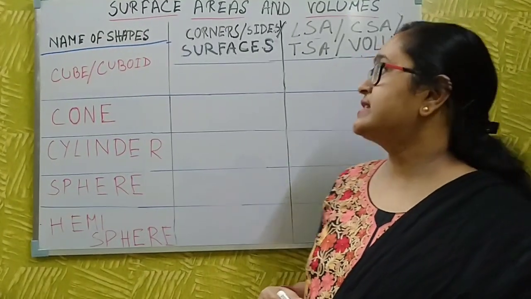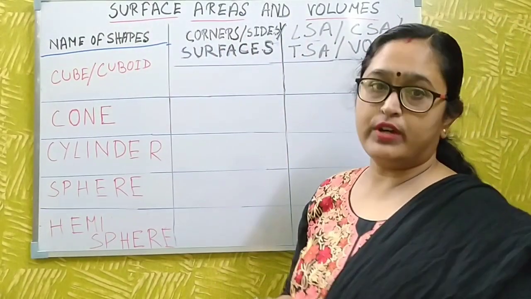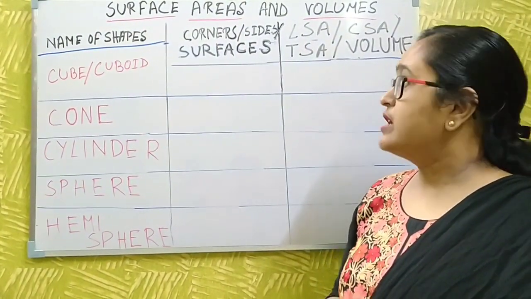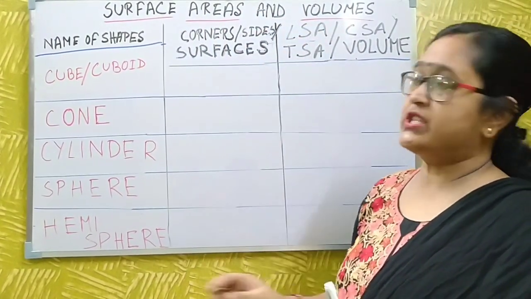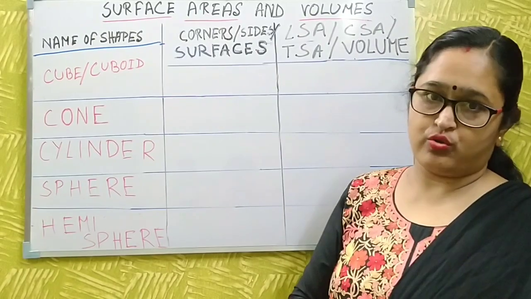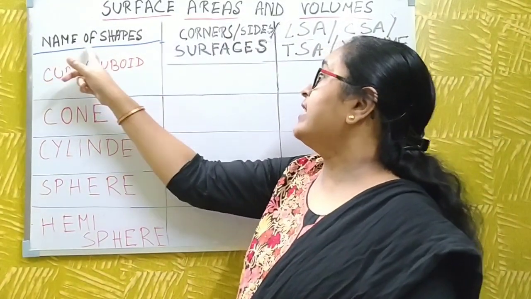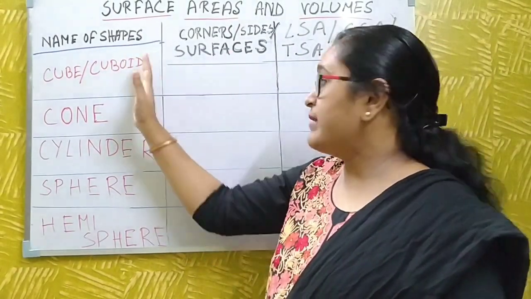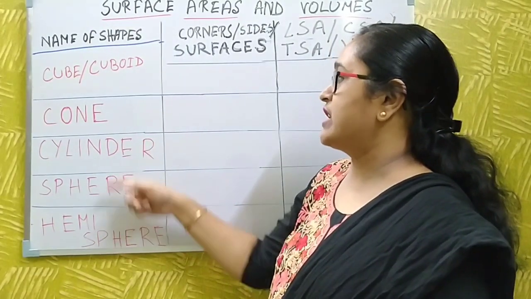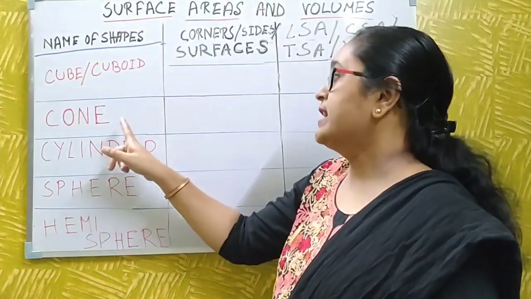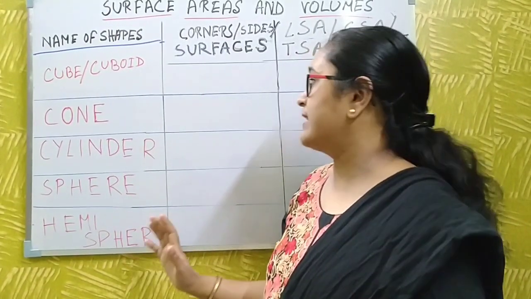Today's topic is surface areas and volumes. This is also known as mensuration. Today I will discuss three topics which are in class 9 and 10 also, CBSE. First I write here the names of shapes. How many shapes are right here? 5 shapes I write here: cube, cuboid, cone, cylinder, sphere and hemisphere.